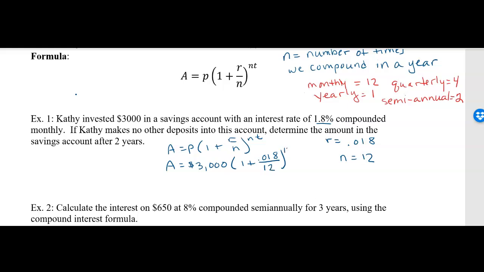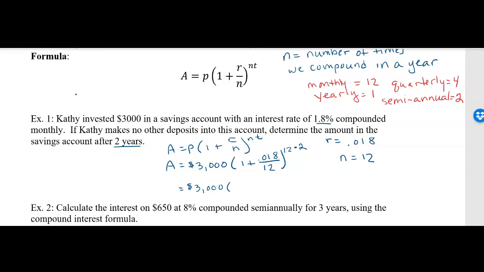And then it's to the N times T. It says right here, 2 years, so I plug in 2. It looks like a complicated formula, but I promise you we're going to use the order of operations and it won't be as complicated as it may look. One step at a time. Order of operations says that we do parentheses followed by the exponent. So we can go ahead and do the part inside the parentheses.